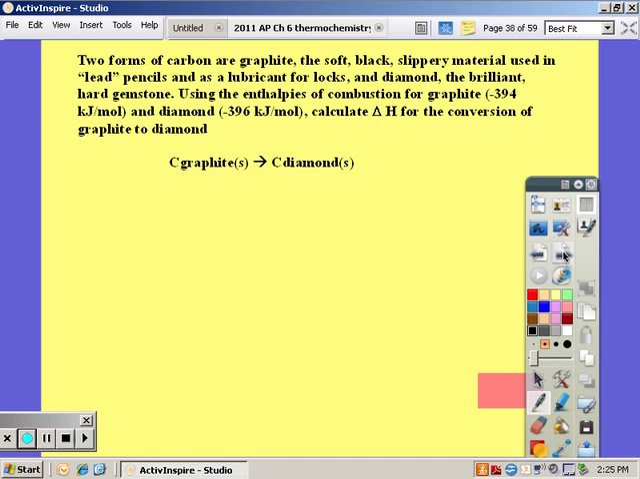In this reaction, we want to go from graphite to diamond. They gave us the enthalpies of combustion for graphite and diamond, and they want to know the delta H for the conversion. So the first thing we're going to have to do is write the reactions for the combustions of graphite and diamond. So you have carbon graphite plus oxygen yields carbon dioxide. Our delta H for that is a negative 394.